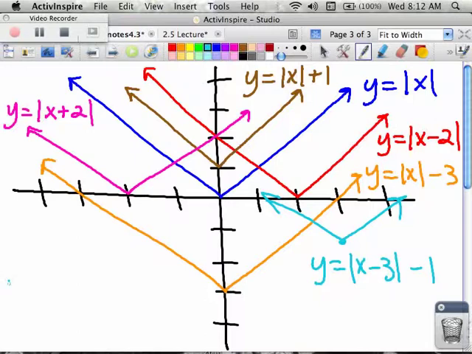And these graphs kind of show you a picture of what's going on with a graph based on what's happening on the inside of a grouping symbol, like a parentheses or an absolute value or a square root, or on the outside. And I kind of like that because I'm very visual, so that really helps me, and hopefully that helps you as well.